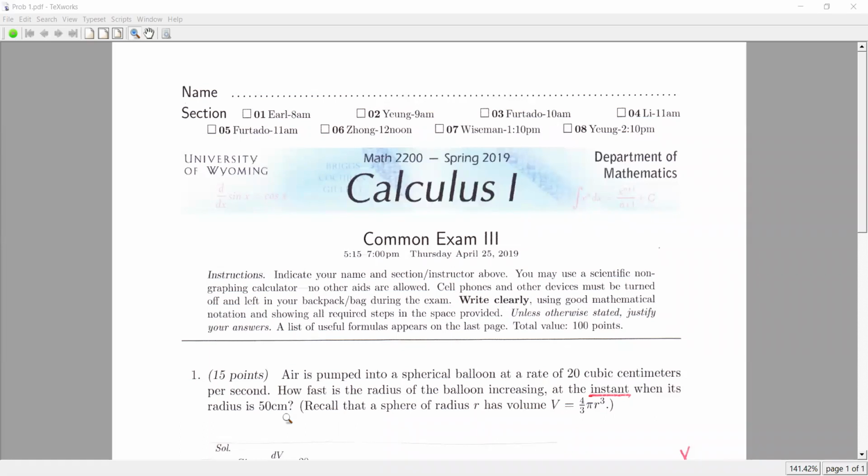Initially, when time is 0, the radius of the balloon may or may not be 0. I don't know. Because the volume of the balloon is increasing, there must be some instant when the radius of the balloon reaches 50 cm. Now the question is, what is the instantaneous increasing rate of the radius at that instant?